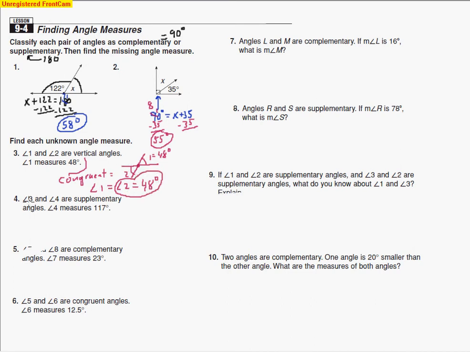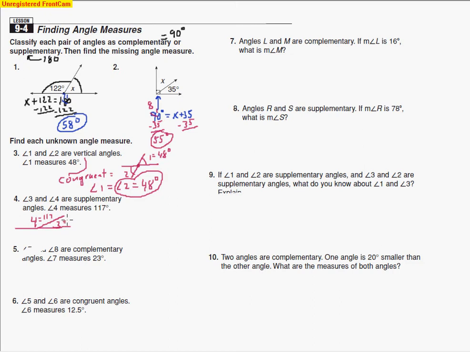Now the next one says angle 3 and angle 4 are supplementary. To draw a little picture of what that looks like, we've got a straight line and then an angle. Here's angle 4, we'll say, and here's angle 3. If angle 4 measures 117 degrees, so this is 117 degrees here, what would angle 3 be? We know they both add to make 180 degrees.